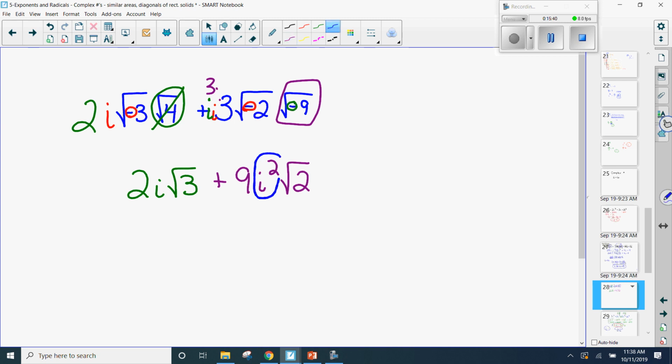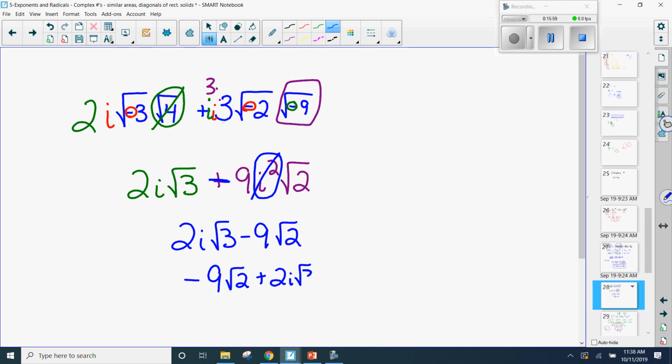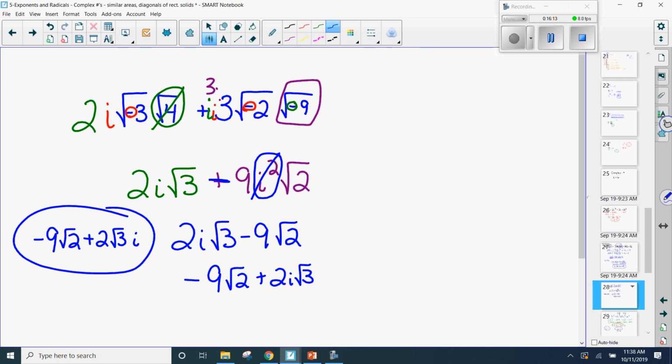What happens with this right here? It becomes a -1, which changes that sign right there. So you're going to get 2I radical 3 minus 9 radical 2. If you want it in the format of a plus bi, -9 radical 2 plus 2I radical 3 will work. It doesn't mean that your I has to be at the end. So it doesn't mean you have to show it as 2 radical 3I, but you can. So either one of these two formats works with that I squared in your radicals.